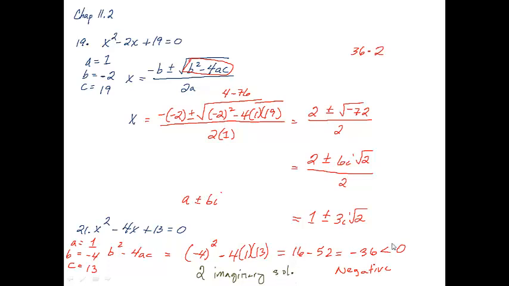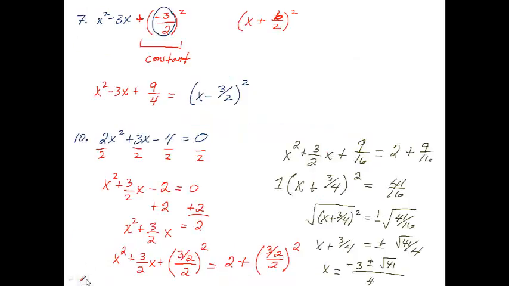If your discriminant would have come out to be positive, then you would have had 2 real solutions. If it equals 0, then you have 1 real solution. Oops, let's go forward.